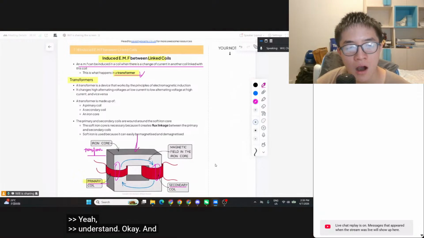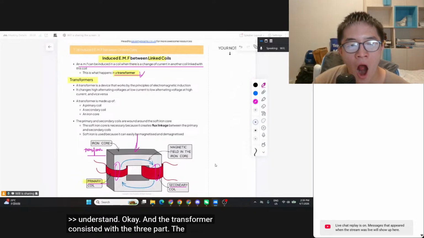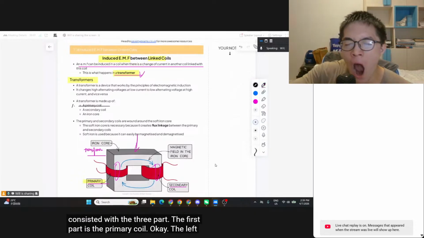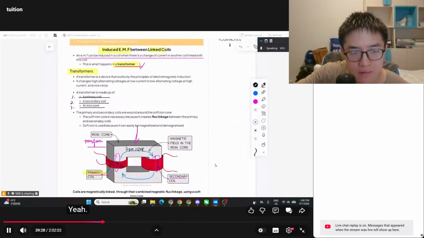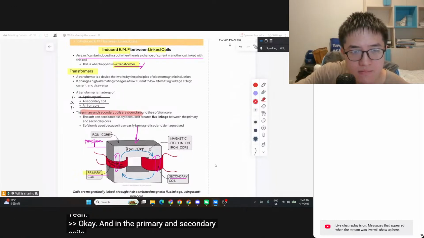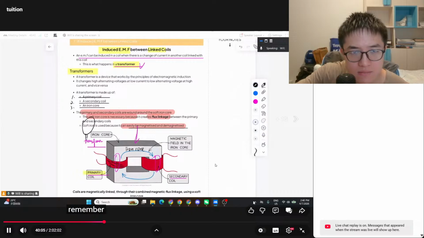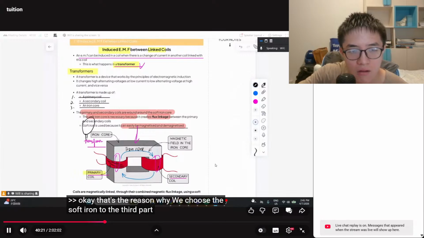The transformer consists of three parts. The first part is the primary coil, the left side. The primary and secondary coils are wound around a soft iron core. Why do we choose soft iron? Because it can be easily magnetized and demagnetized. That's the reason we choose soft iron for the third part of the transformer.